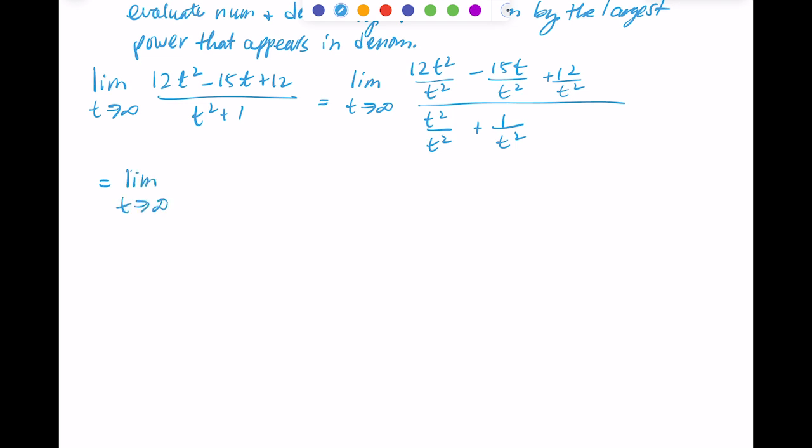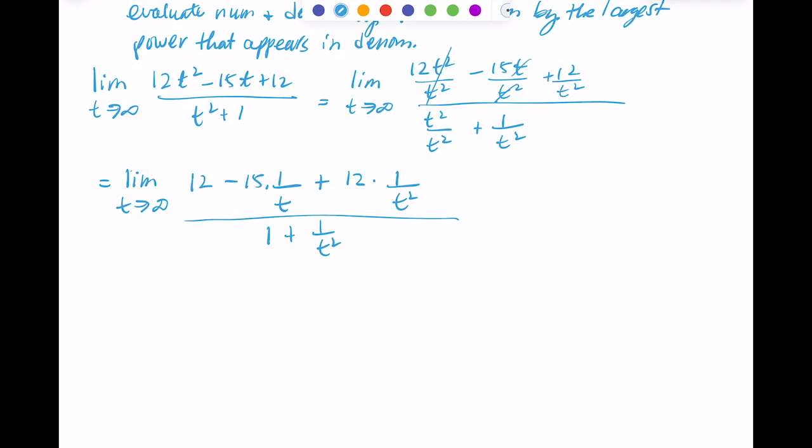And what I'm left with here, the t squareds are just going to cancel. So I'm just left with 12. In the next term, you're going to have minus 15. Only one of the t's will cancel. You'll still be left with 1. So we're going to be left with 15 times 1 over t. And then I have plus 12 times 1 over t squared. And then I'm going to divide that by 1 plus 1 over t squared.